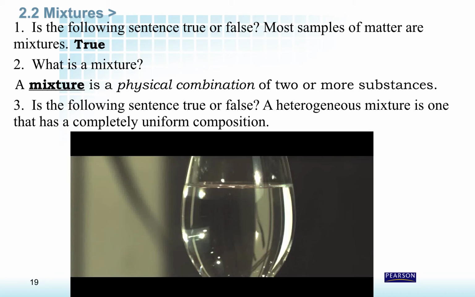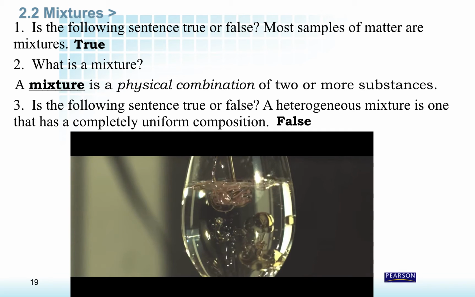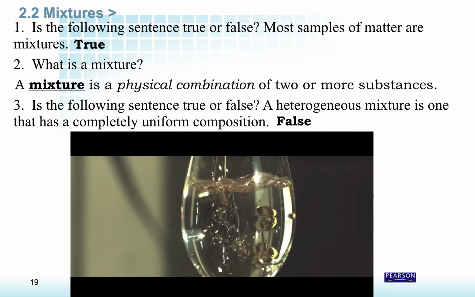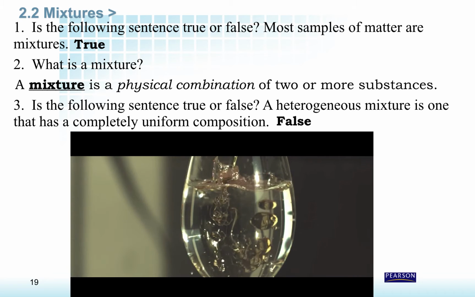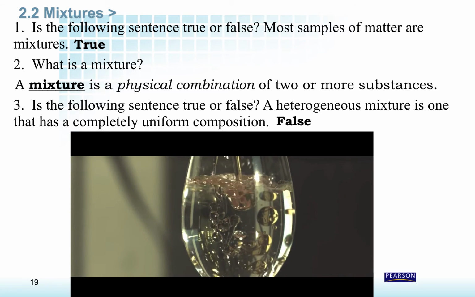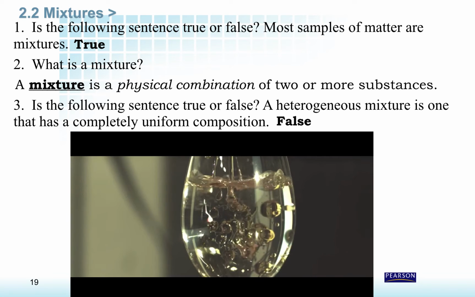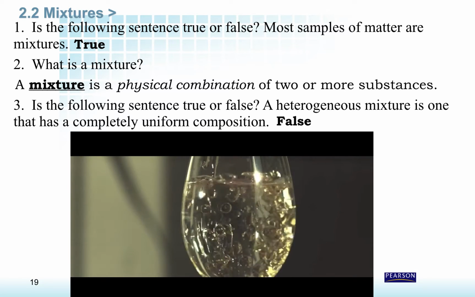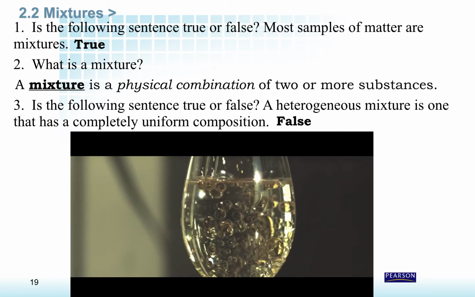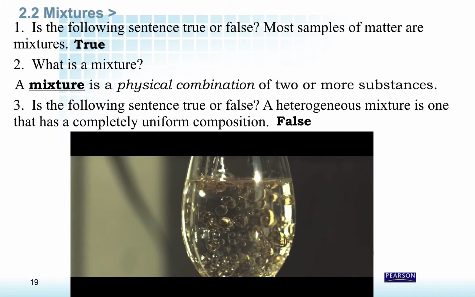Now, is the following sentence true or false? A heterogeneous mixture is one that is completely uniform in composition. Completely uniform would be the same throughout. So that's a false statement. I'm going to show you this in this little slow motion of oil mixing with water. When they mix, you can see the two parts of the solution and you can almost see the colors are different, but the main thing is they're not going together. No matter what you do, eventually they're going to separate. And when they separate, that's called heterogeneous.